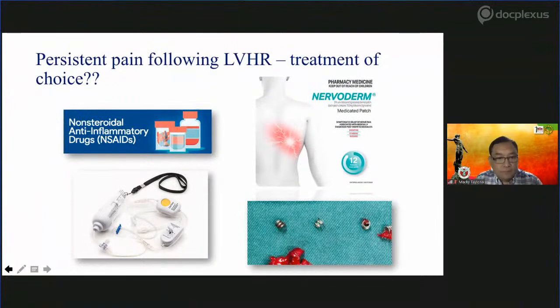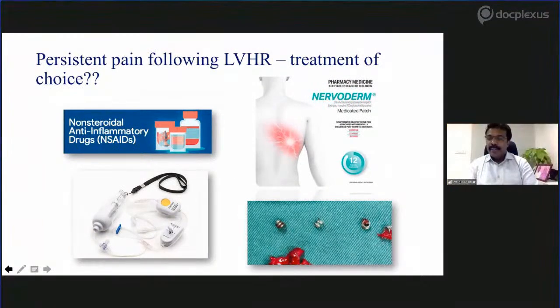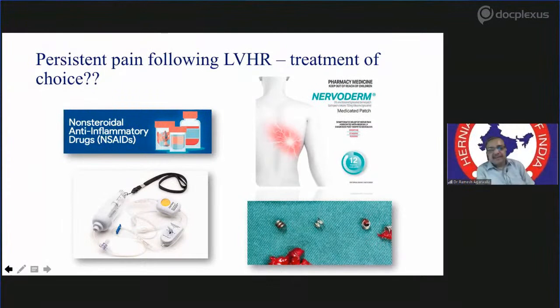Okay, thank you. Just a question, Shiva. Sir, if you can get the defect size by ultrasound or by CT, is it necessary to measure the defect operatively?